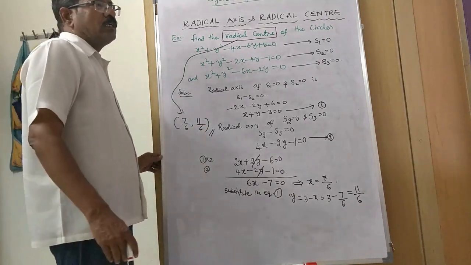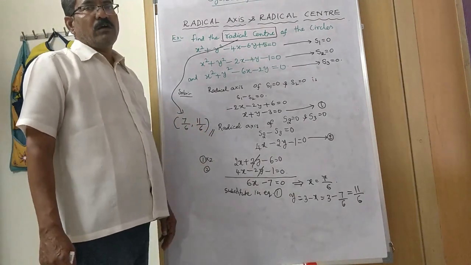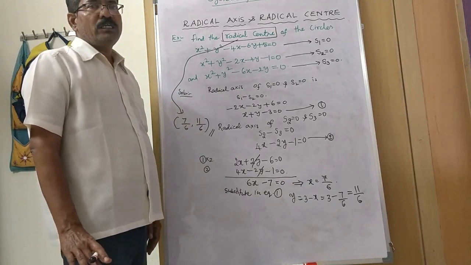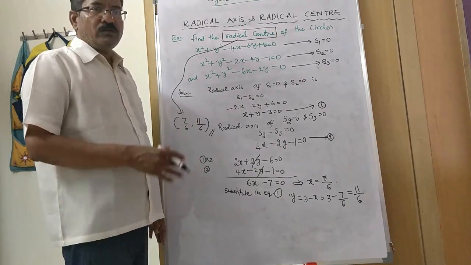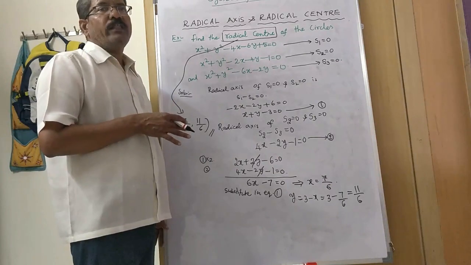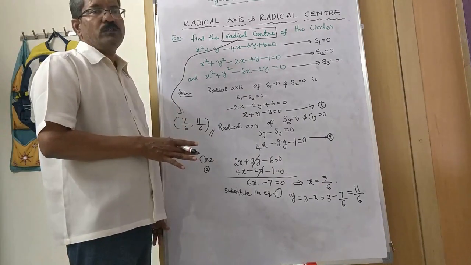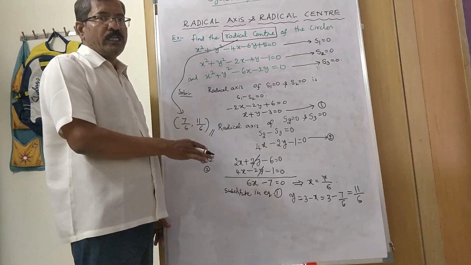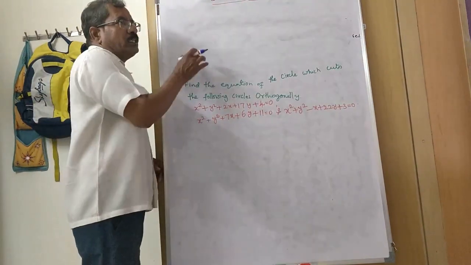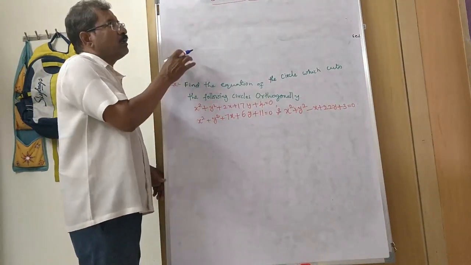After this, we are going to learn about the common chord. The equation of the common chord you already discussed, and the length of the common chord we have to discuss in the next one. See the one property on the radical axis.